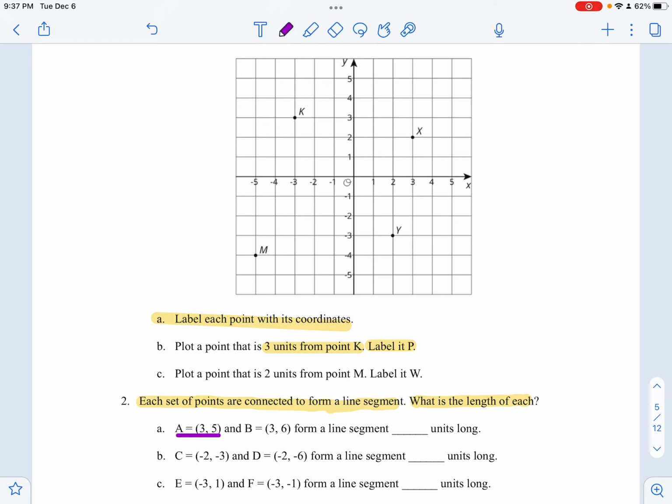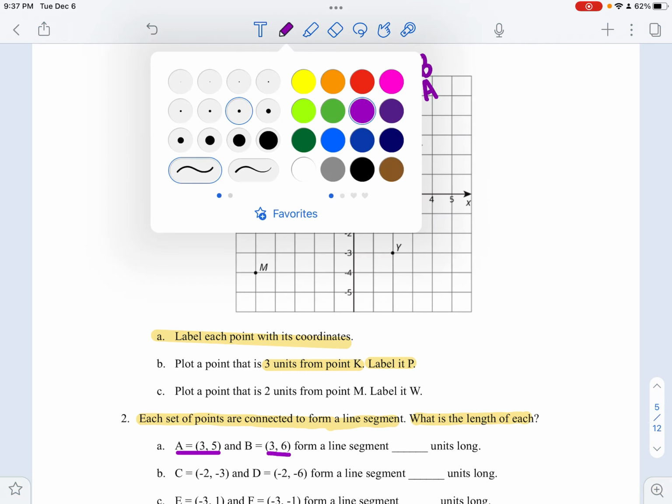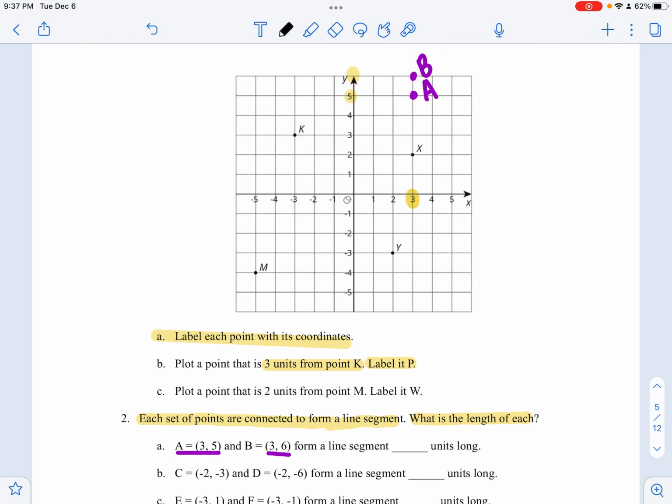Point A is located at 3, 5, which means I move over 3 and up 5 for point A, just about here. Point B is over 3, up 6, just 1 unit above point A. And again, I know that because it's over 3, up 5, or over 3, up 6. Now, the line segment that's formed by points A and B is 1 unit long. That's your line segment.